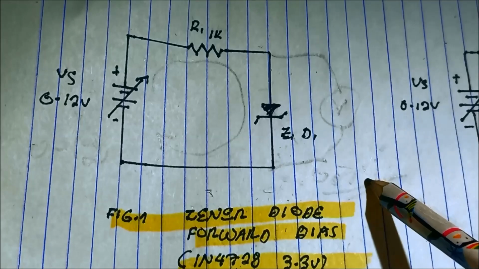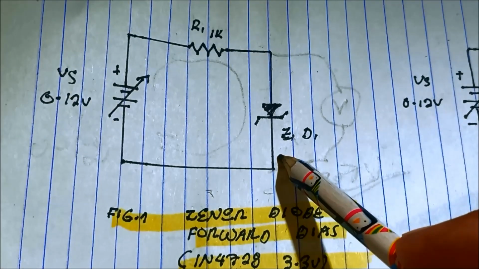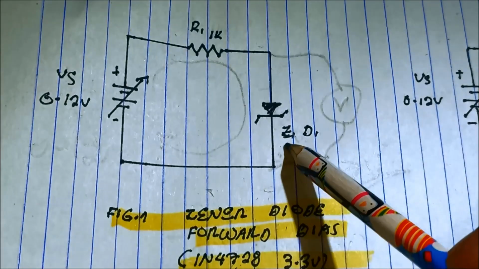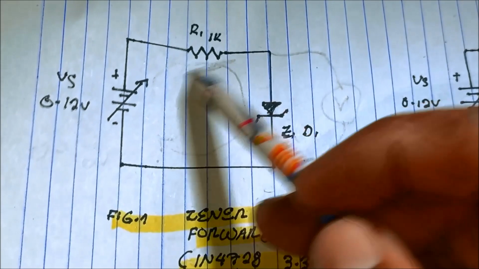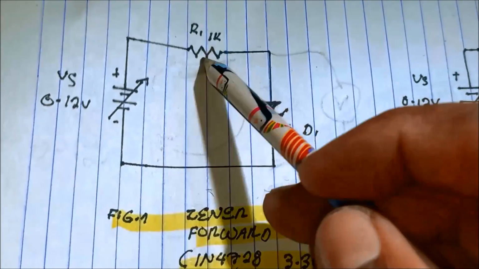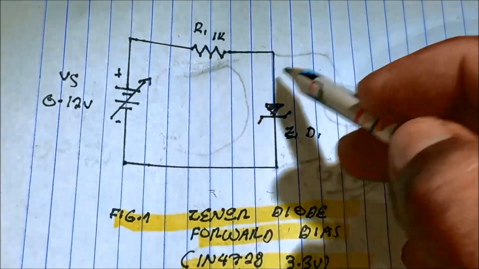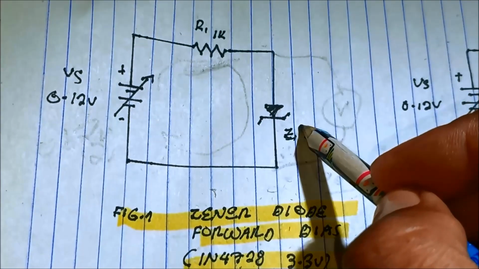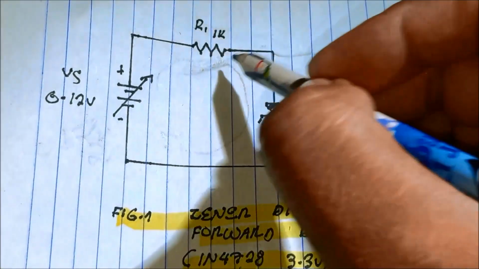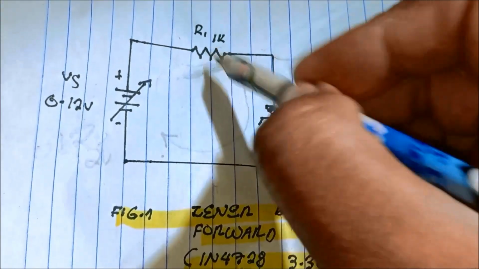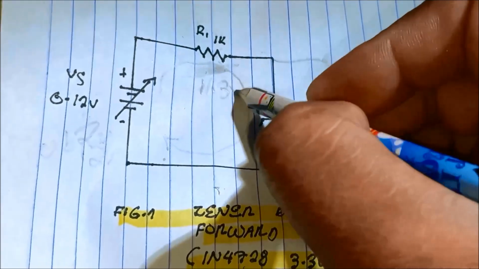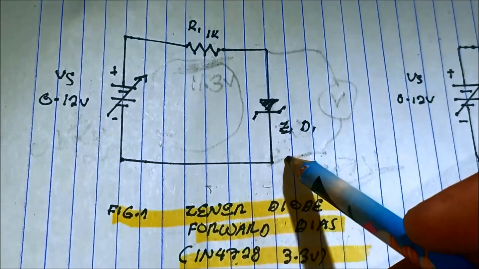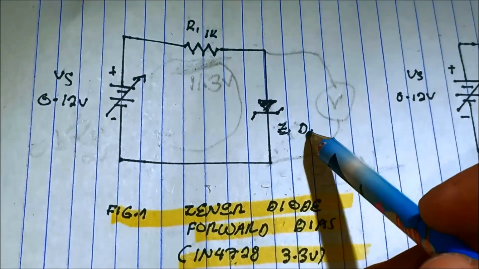just like an ordinary diode. And what happened to the remaining voltage? It is absorbed by the 1K resistor. If we are using 12 volts, then 12 volts minus 0.7, the voltage drop across this resistor is 11.3 volts, and the 0.7 volts will drop across the Zener diode, always at 0.7 volts.